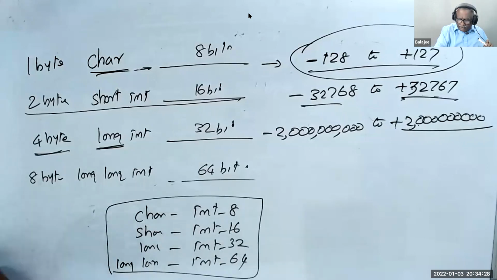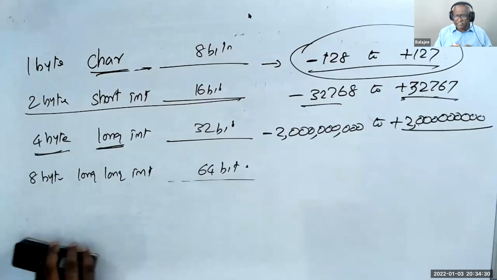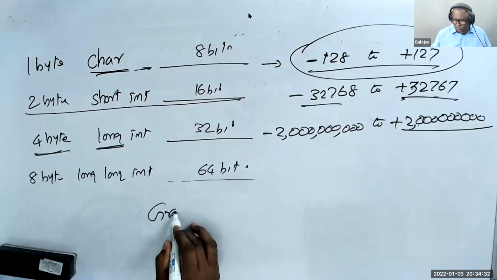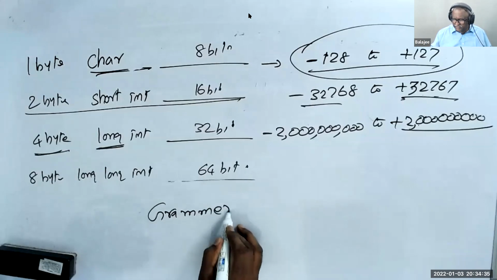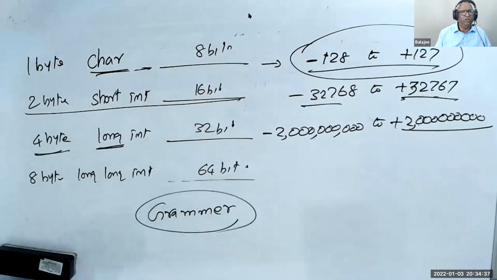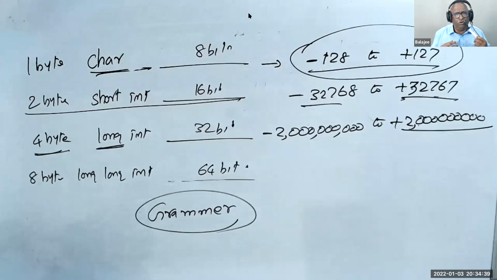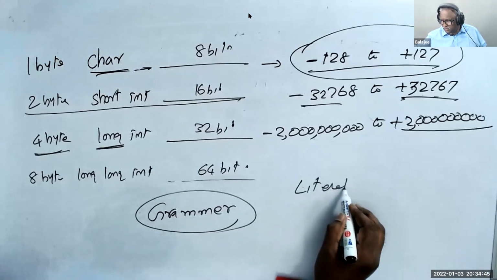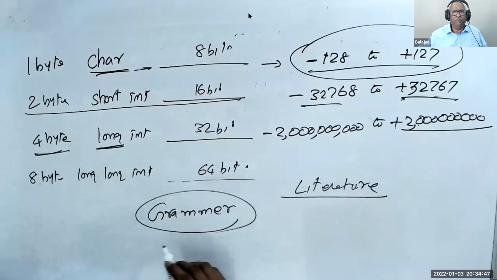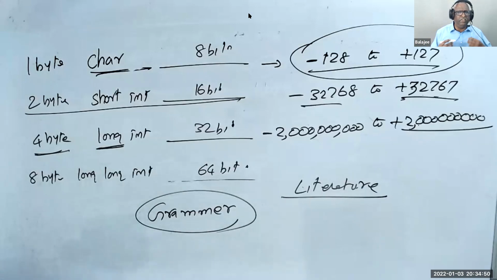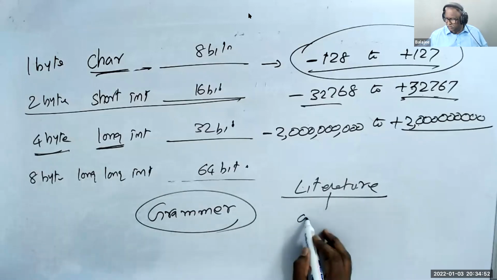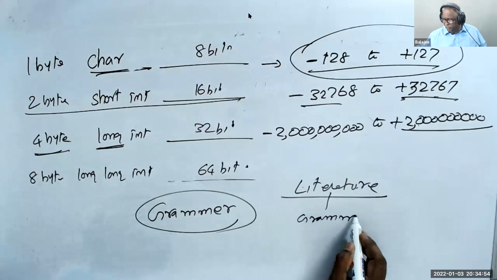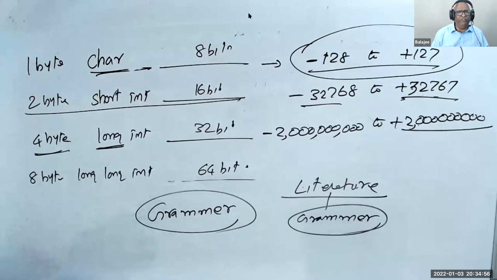Let me tell you one more important thing. This is the grammar. Always, we don't like grammar. Even in schools or colleges, we like literature. People talk anything, we do everything, but we don't like grammar. Why don't we like grammar? Can anybody tell me why we don't like grammar?